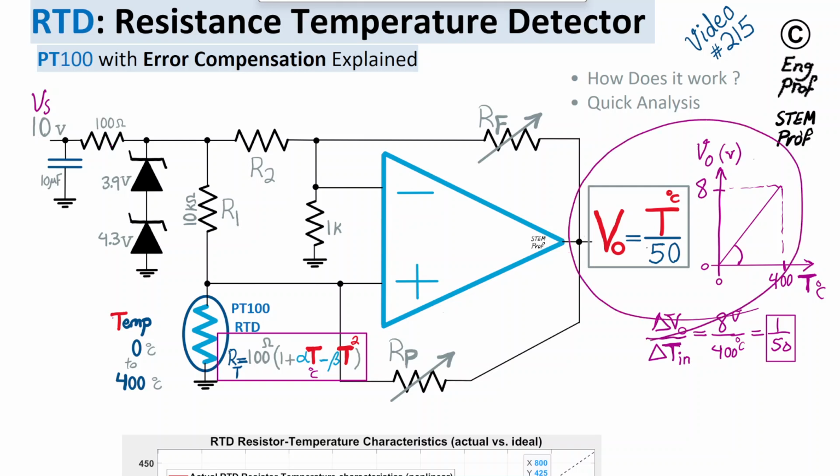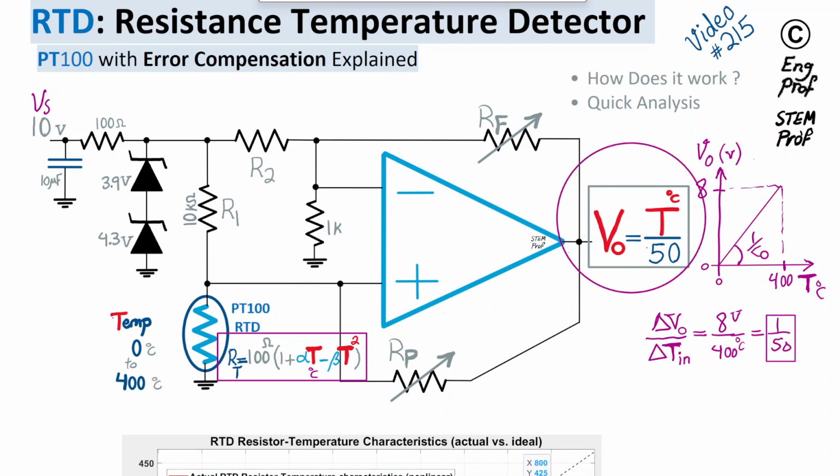The output voltage that we would like to see this circuit realize is a linear relationship. As the input changes from 0 to 400, we want the output to change from 0 to 8 volts, in a linear fashion. So what is the slope? Delta V out divided by delta T in is 8 volts over 400, which is 1 over 50. So the slope is simply 1 over 50. That's the desired behavior, and the resulting formula is this one. I'm going to refer to it as formula number 1.